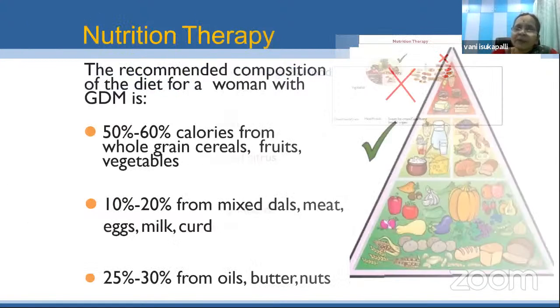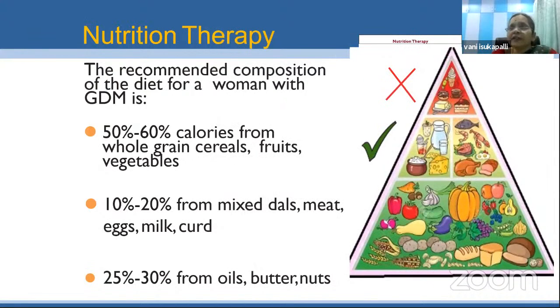So here is a wonderful pyramid which is showing that the top ones, that is ice cream, pastries, burgers, all these have to be avoided. And the bottom one at the base of the pyramid, that is fruits, fresh vegetables, milk. So these are the things which the woman has to eat. 50 to 60% of calories should come from the bottom ones, 10 to 20% from the dals, eggs, meat and curd, and 25 to 30% from oil, butter and nuts.